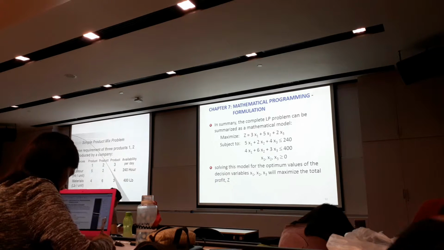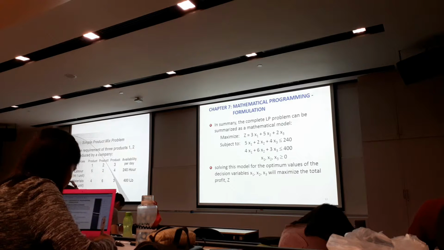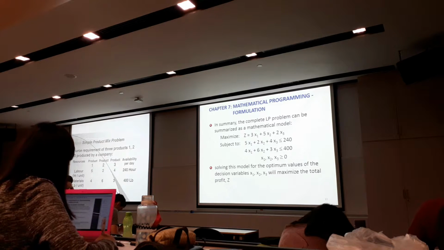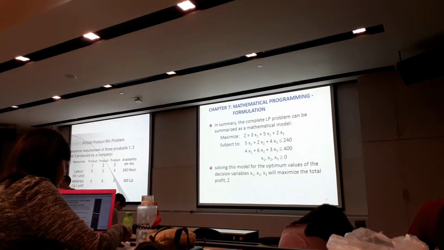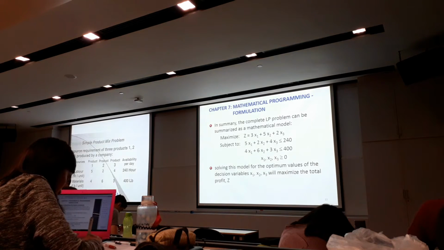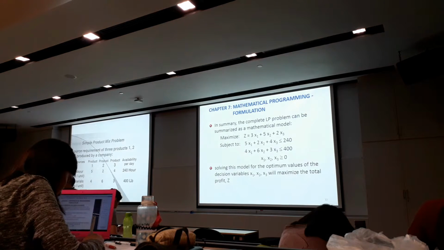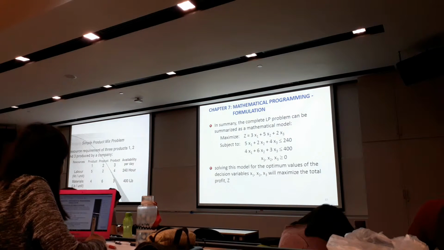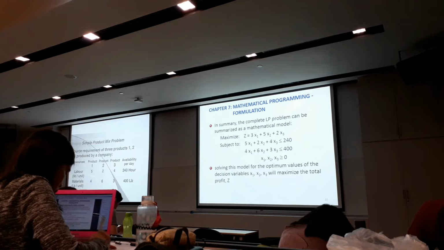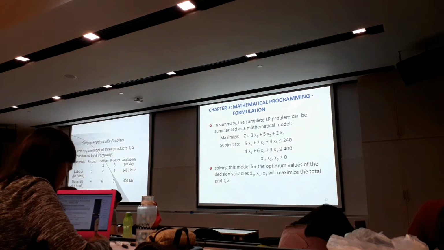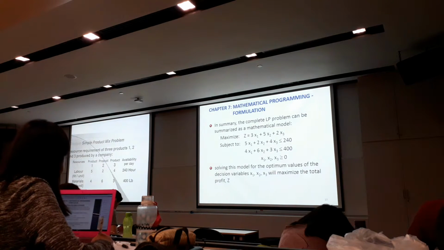So collectively, you put it together and you can see this order. Objective function on top, maximize or minimize, subject to constraints. In this case, there are 2: one is labor, one is material, right? And then the final one is the implied constraint, the non-negativity constraint: x1, x2, x3 greater than or equal to 0.